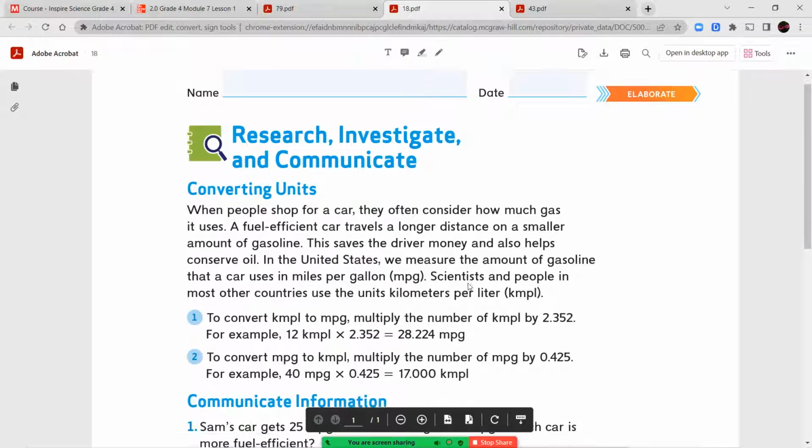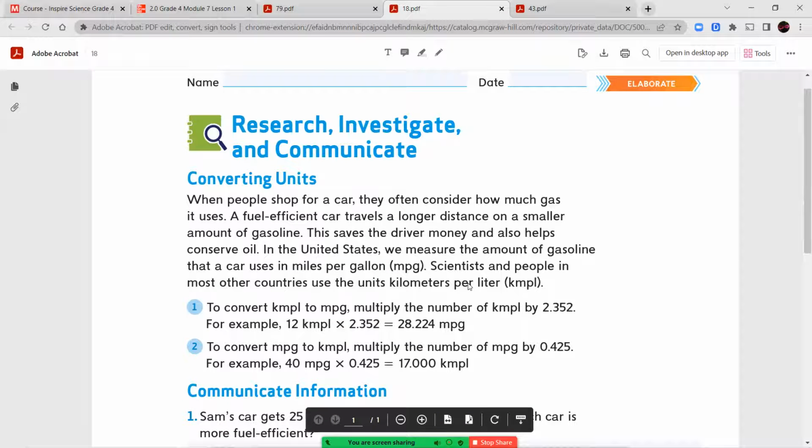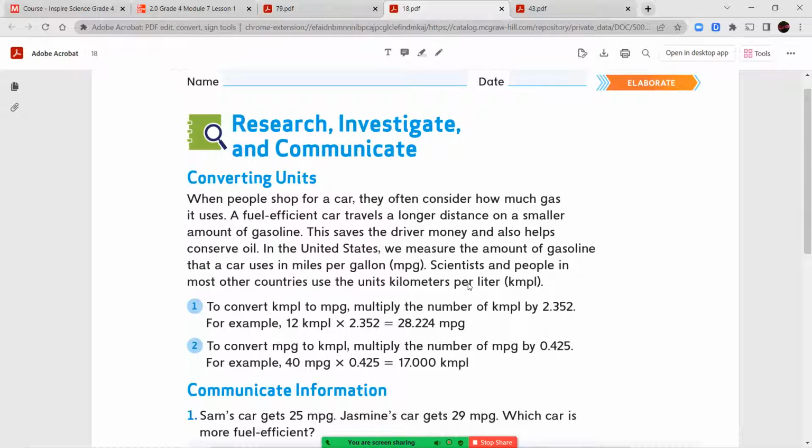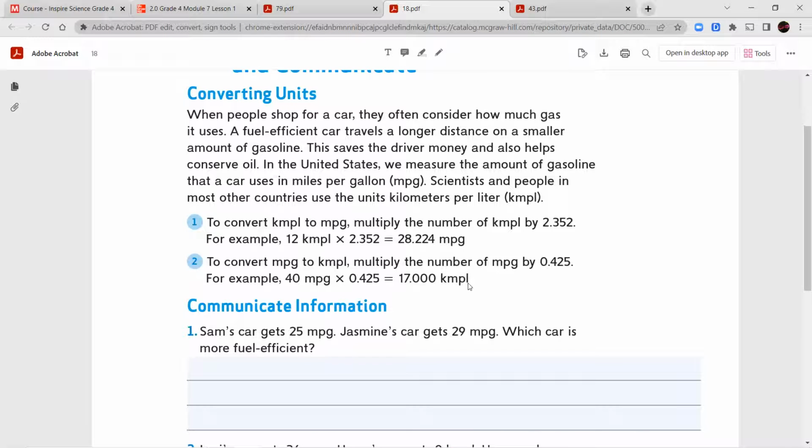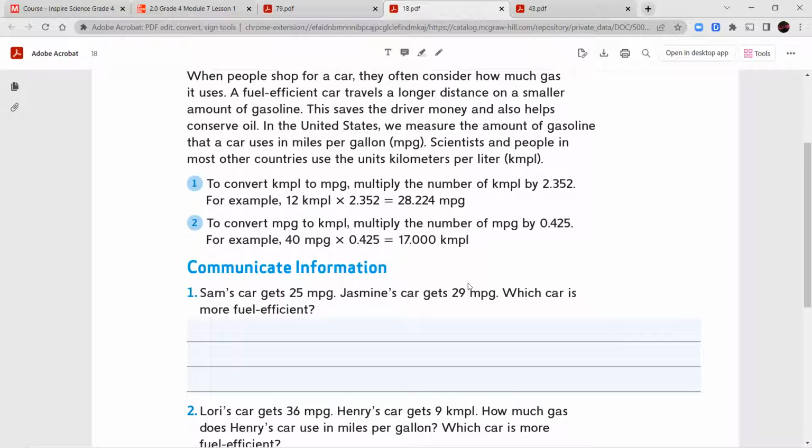Converting units. When people shop for a car, they often consider how much gas it uses. A fuel-efficient car travels a longer distance on a smaller amount of gasoline. This saves the driver money and also helps conserve oil. In the United States, we measure the amount of gasoline that a car uses in miles per gallon, or mpg. Scientists and people in most other countries use kilometers per liter, kmpl.